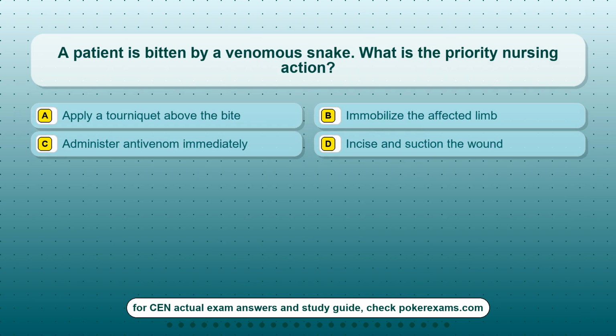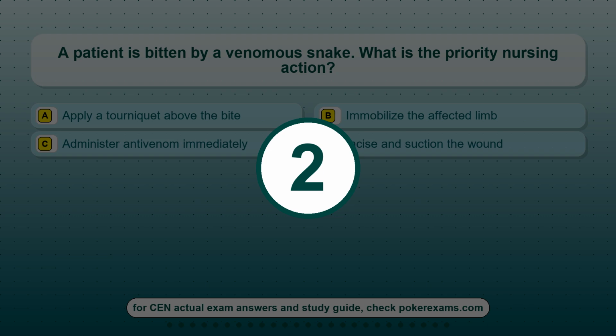Question 6. A patient is bitten by a venomous snake. What is the priority nursing action? Option A. Apply a tourniquet above the bite. Option B. Immobilize the affected limb. Option C. Administer antivenom immediately. Option D. Incise and suction the wound.